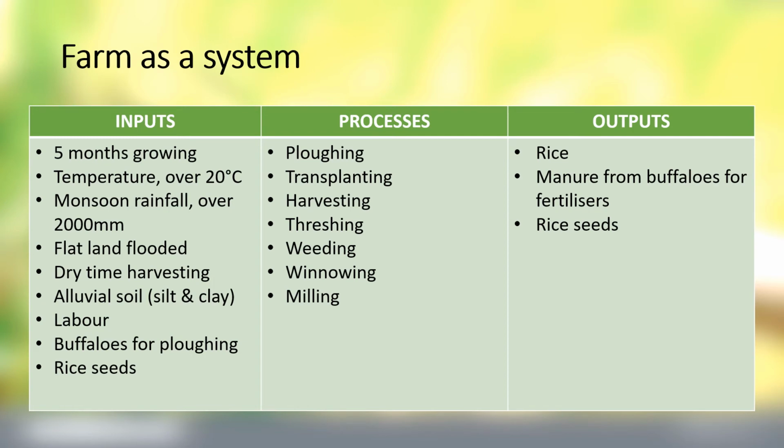Under processes, you have plowing, transplanting, harvesting, threshing, weeding, winnowing, and milling. And the output is what you get. Okay, what do we get is rice, manure from buffaloes for fertilizers, and also rice seeds.